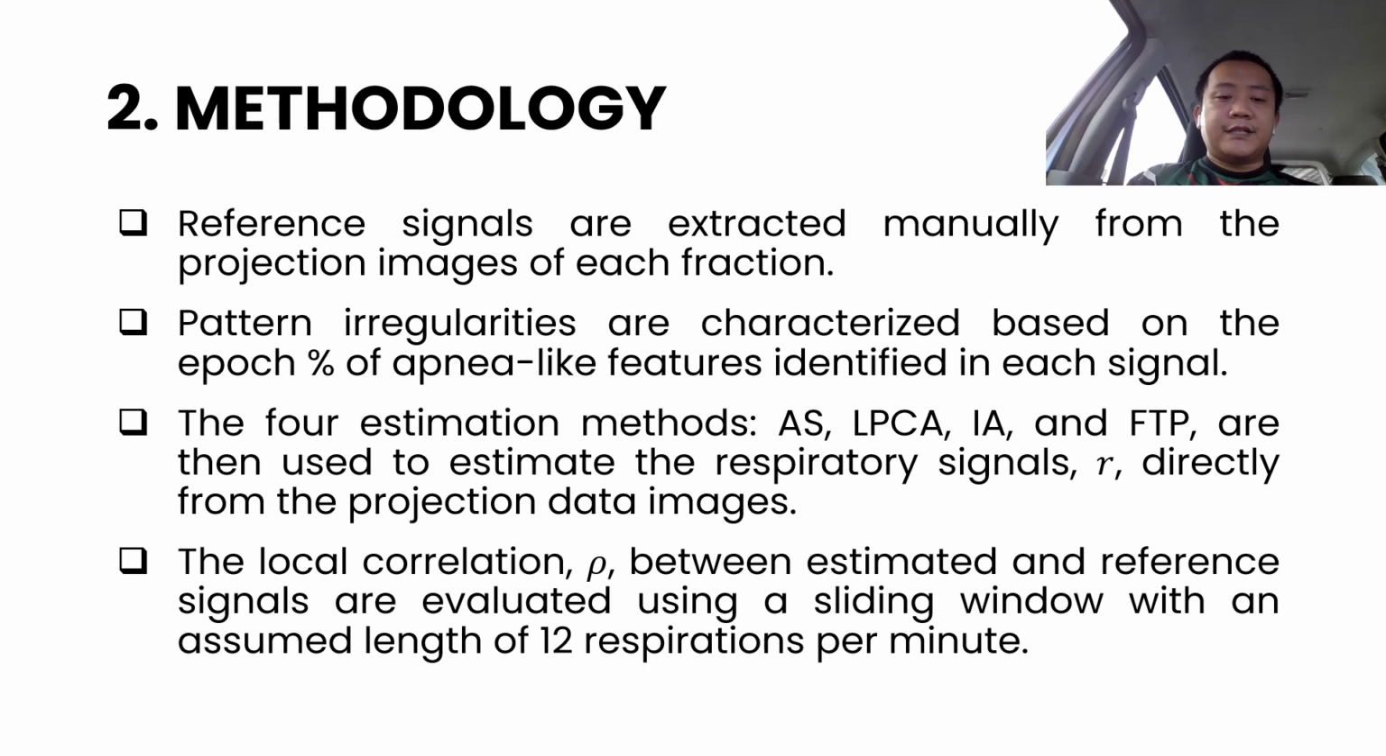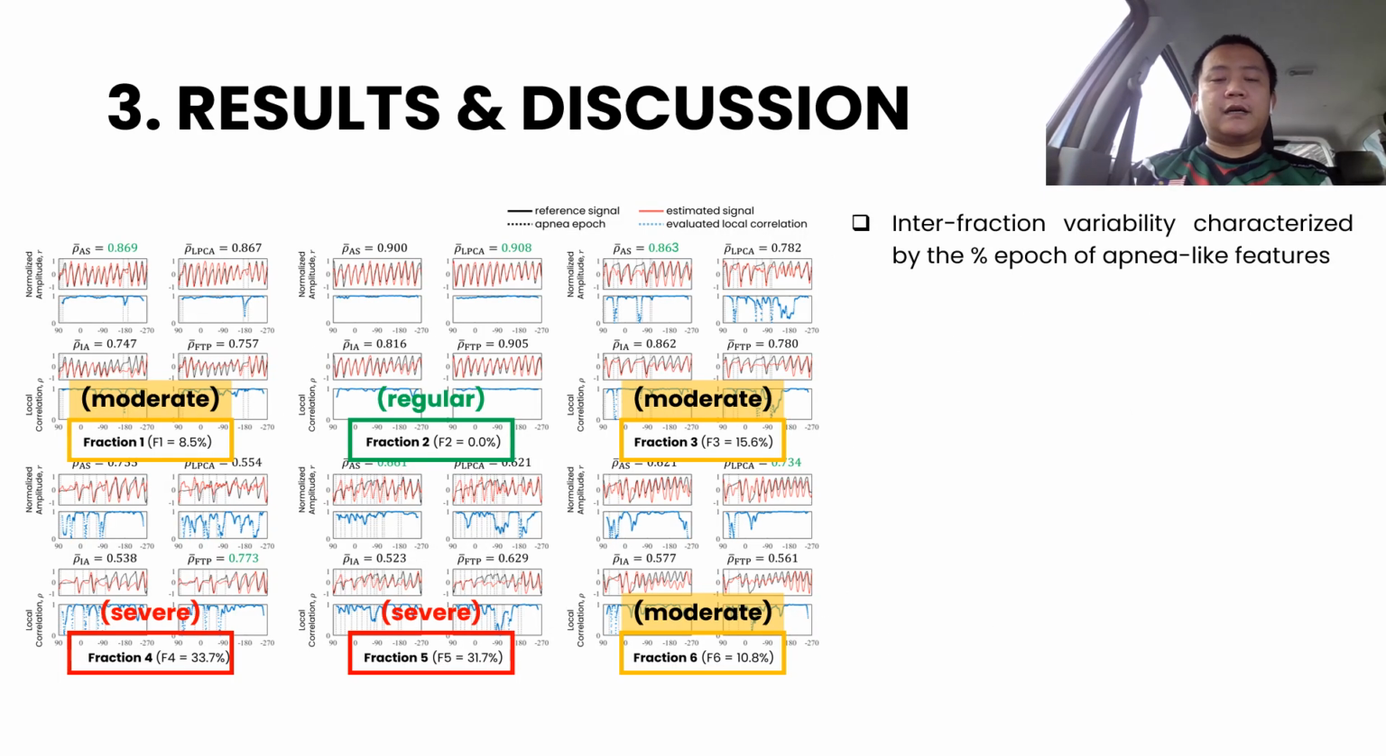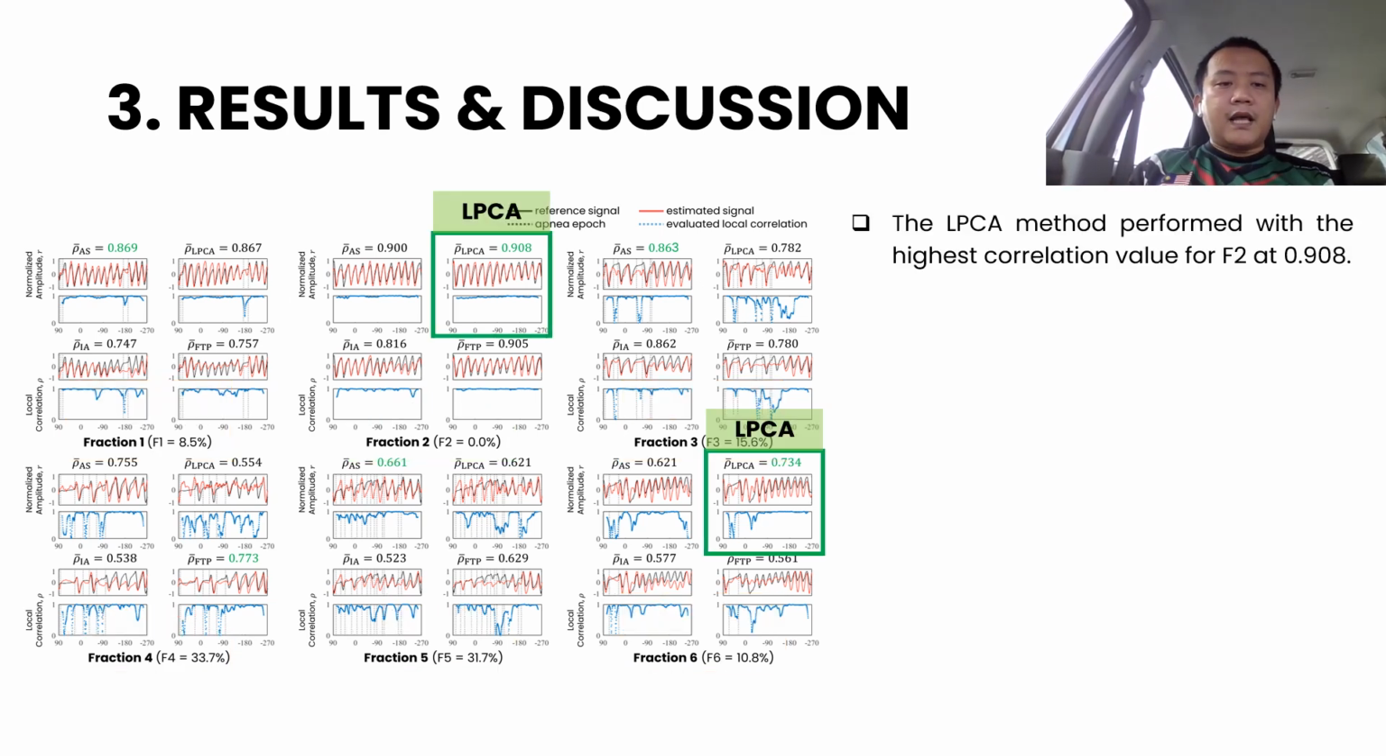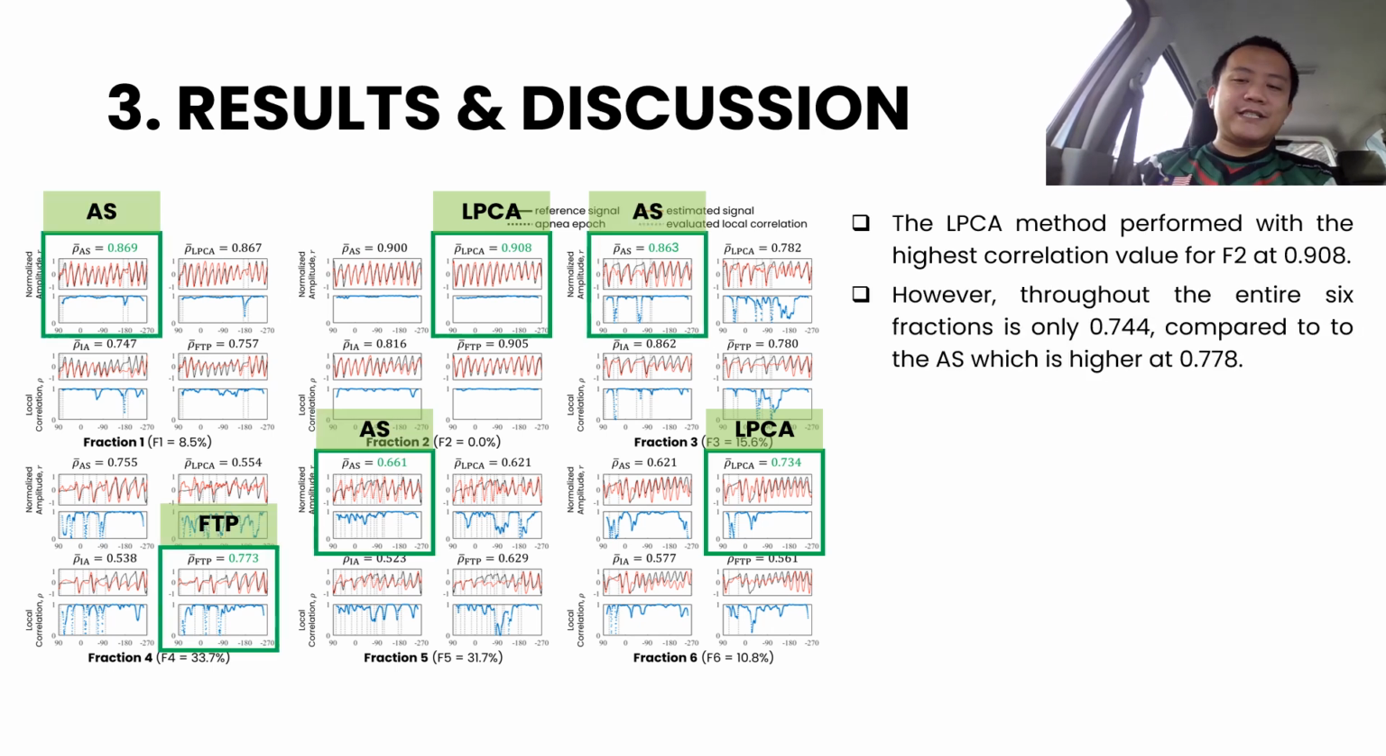The local correlation is achieved via sliding a window of an assumed length of 12 respirations per minute throughout the signal. Shown in the slide are the classifications of different interfraction variability based on the percentage epoch of apnea-like features, where three types of variability: regular, moderate, and severe patterns are classified. The LPCA method performed with the highest correlation value for F2 at 0.908 individually. However, its mean correlation throughout the entire dataset is only 0.744, second to the AS method at 0.778.